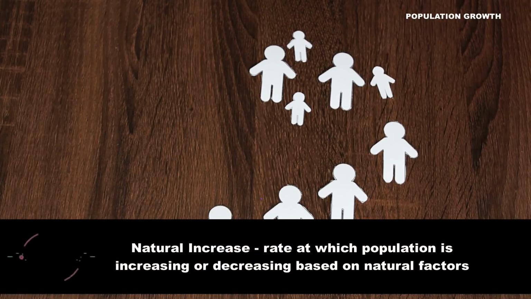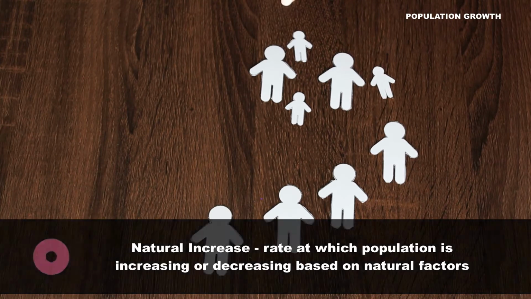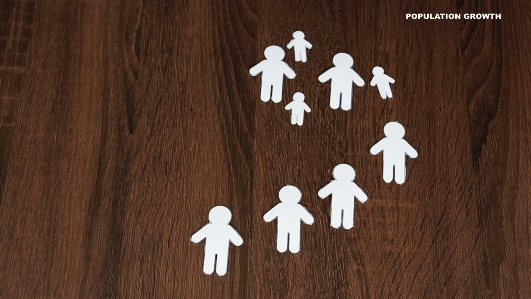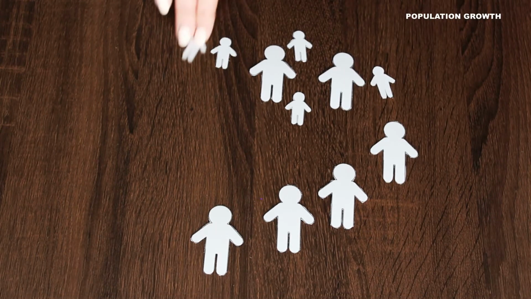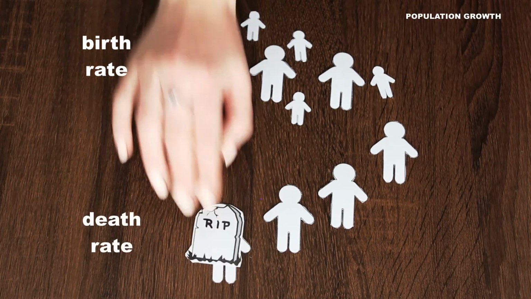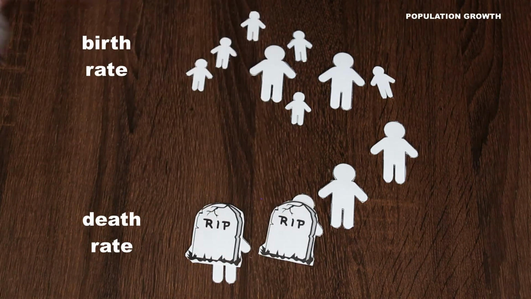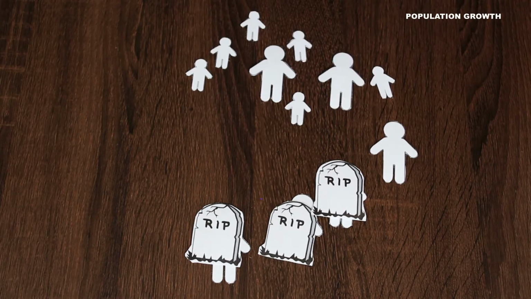There are also a few population indicators that tell us how a population is growing. These include natural increase, growth rate, and doubling time. Natural increase is the rate at which the population is increasing or decreasing, and it depends on natural factors such as birth rate and death rate. It does not include factors like migration.